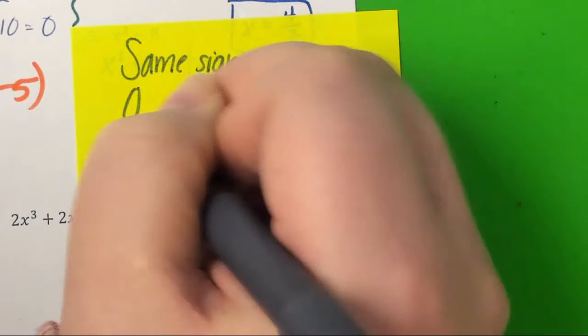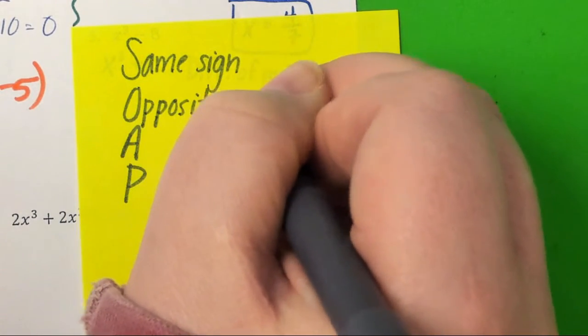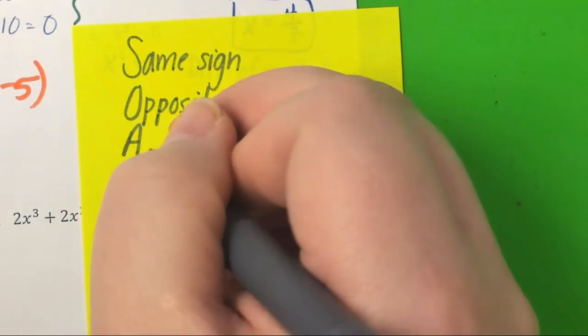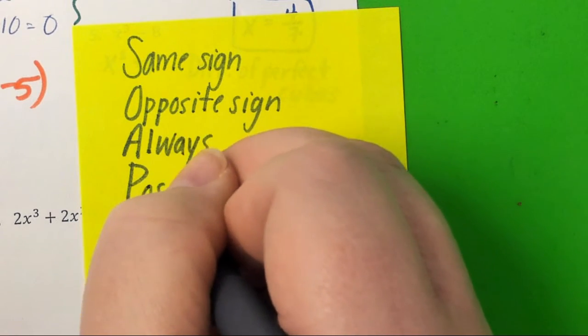The S is for same, so same sign. The O is for opposite. And then the A is for always. And the P is for positive.